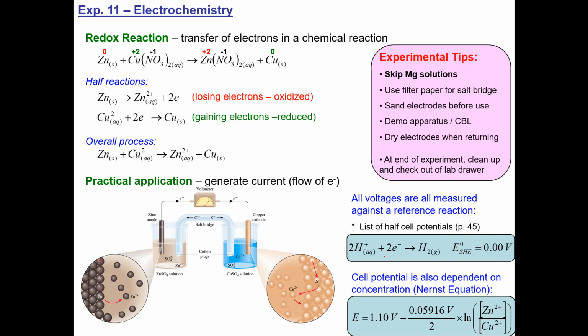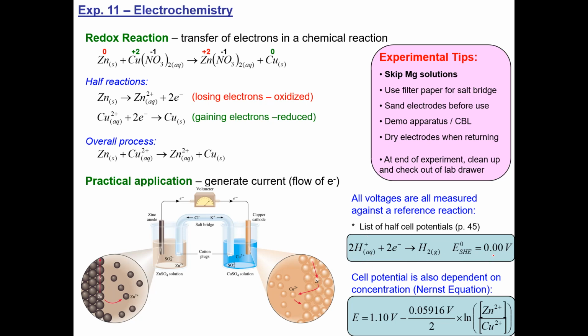By definition, the standard hydrogen electrode is 2 H plus ions reacting with 2 electrons to form H2 gas. So this is our reference point. Much like for mass, our reference point is the carbon-12 atom. This is going to be our reference point for electrochemical measurements, the standard hydrogen electrode.